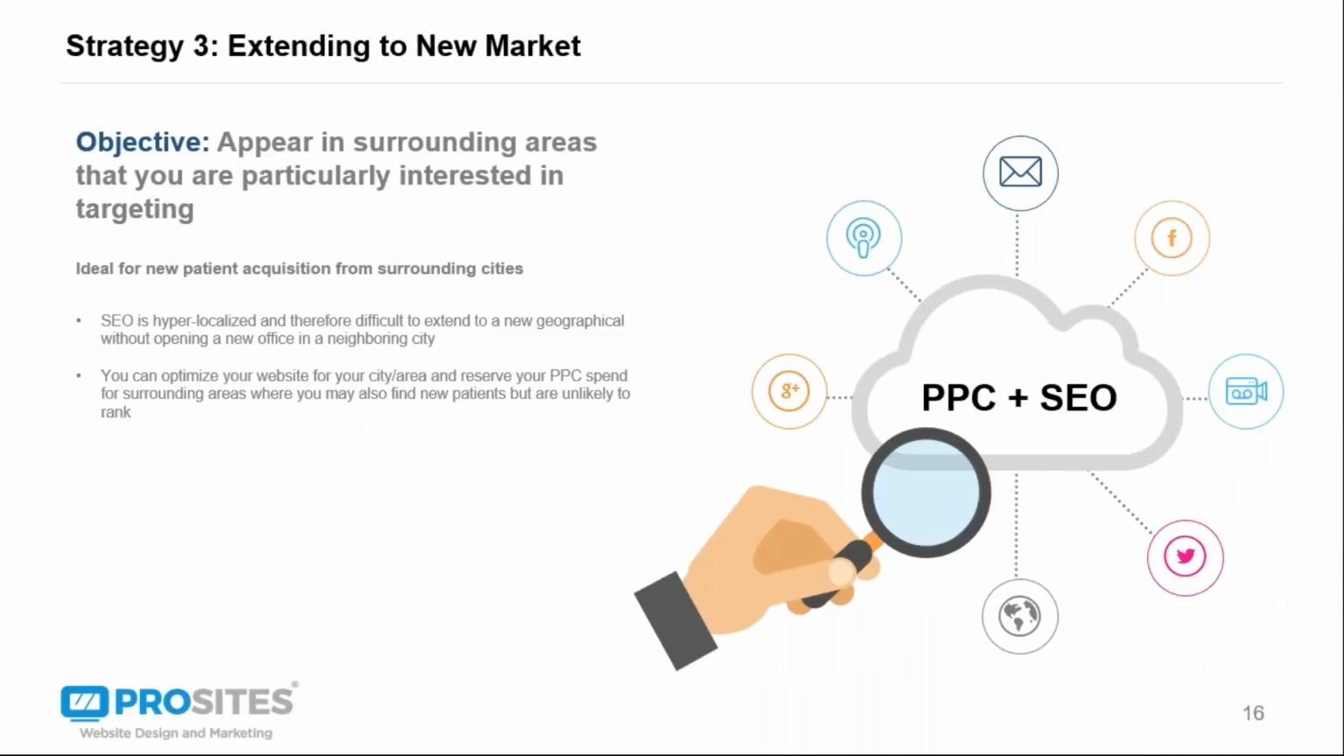Okay, the third strategy is extending to a new market. So this is especially helpful when you want to appear in surrounding areas that you're particularly interested in targeting. I used to work on the client services side, so I used to have a lot of contact with our members and helping them with their SEO strategy. And one of the things that they realized with SEO is that it's actually super hyper localized, which I mentioned earlier. So how search results show will depend on where the searcher is with respect to the practice's location.